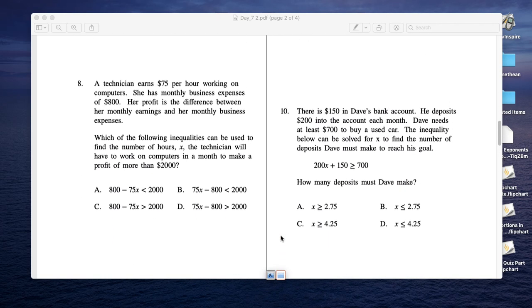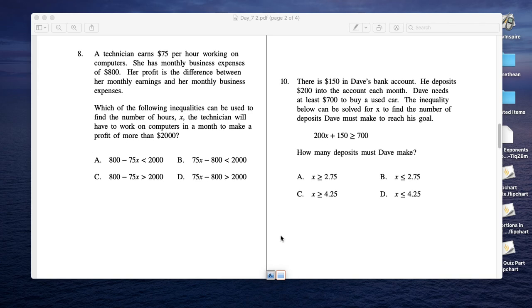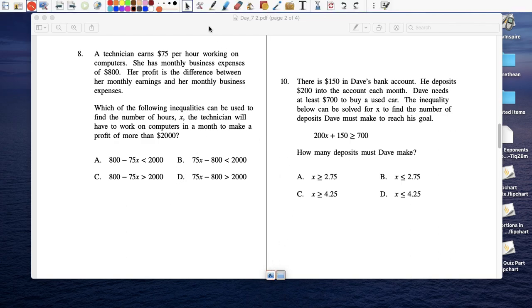10. Did I do 10? There's 150 bucks in the account. We deposit 200 in the account every month. Okay. He needs at least $700 to buy a used car. Here's the inequality. How many deposits must he make? Well, again, we can solve this right off the bat.